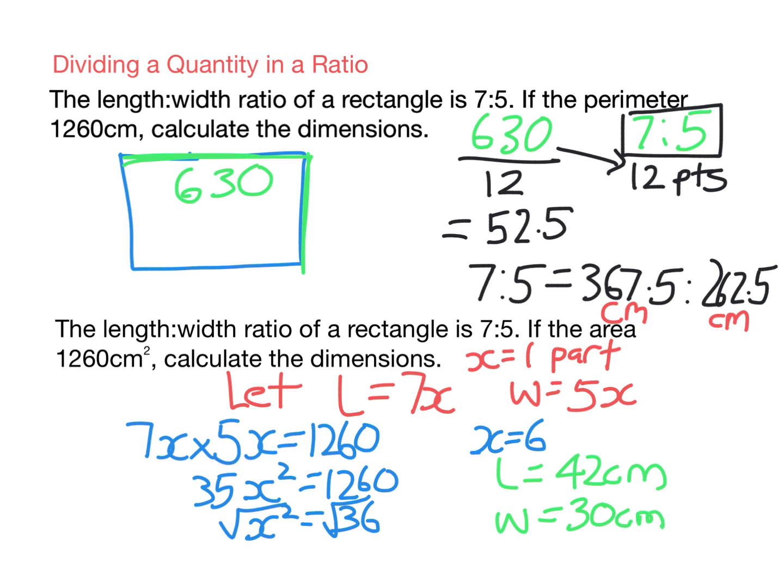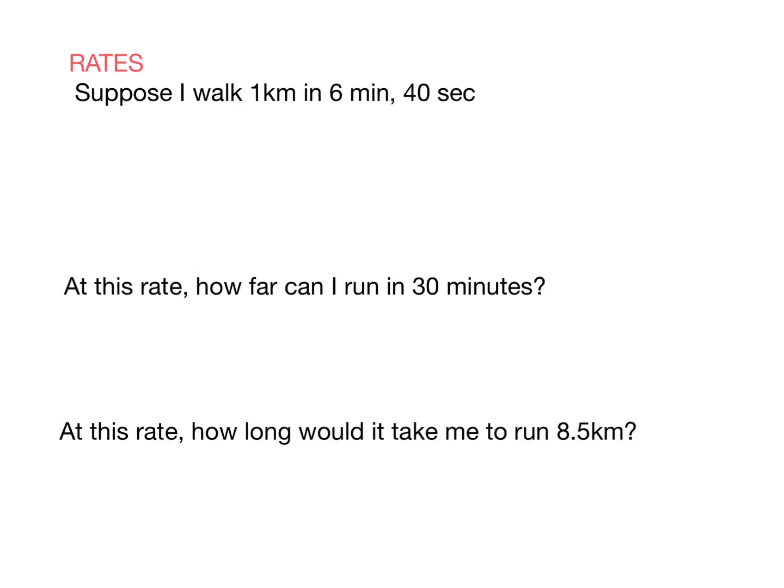All right, let's now look at rates. So whereas ratios compare two quantities of the same type with the same units, rates compare two quantities of different units. So rates are always written as some unit per some unit. An example with which you would be familiar is speed. Speed is distance over time. It's written in meters per second or kilometers per hour, unit per unit.